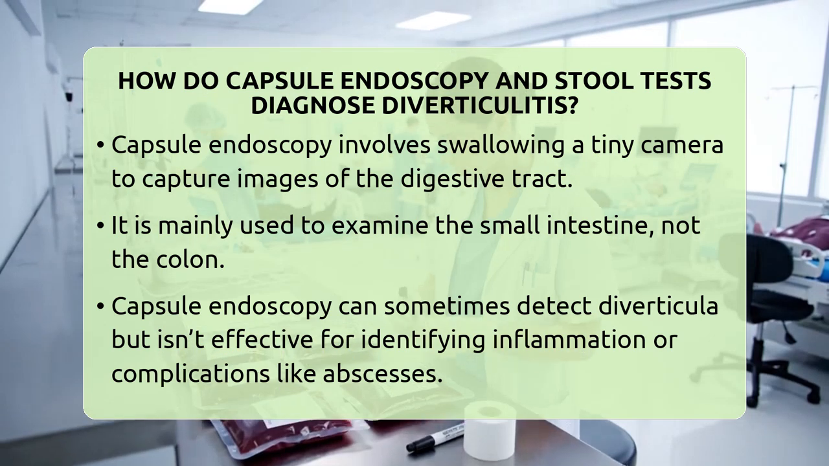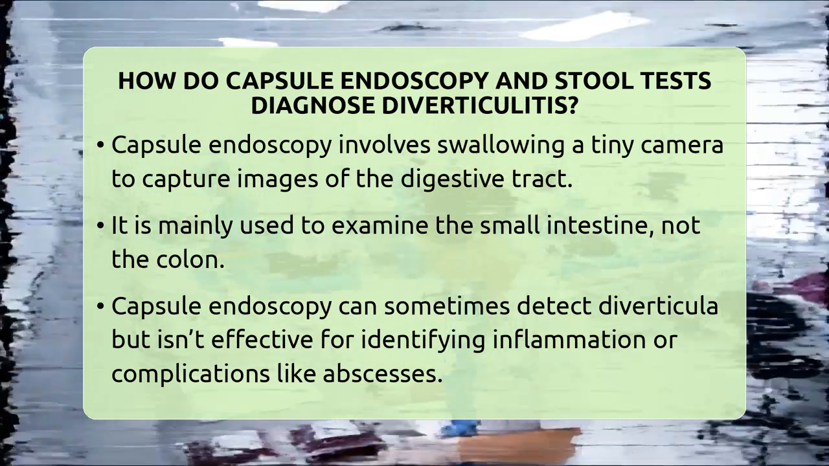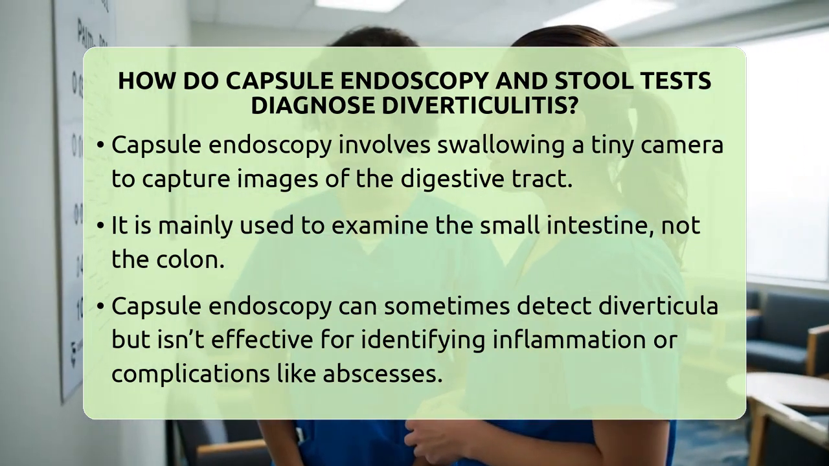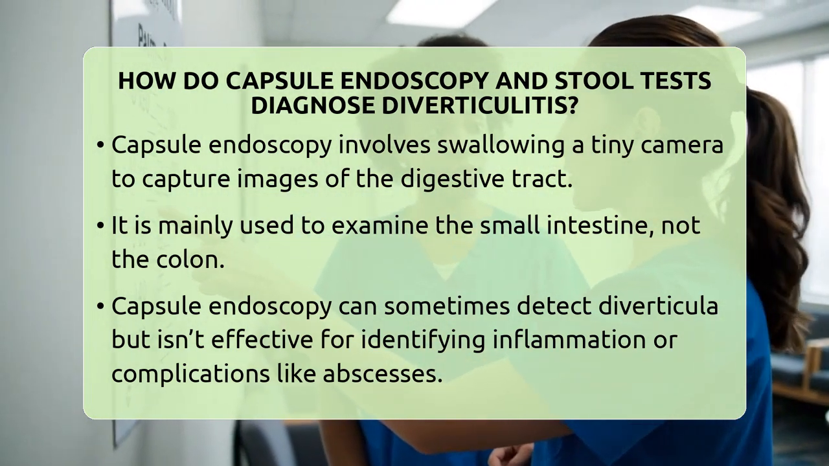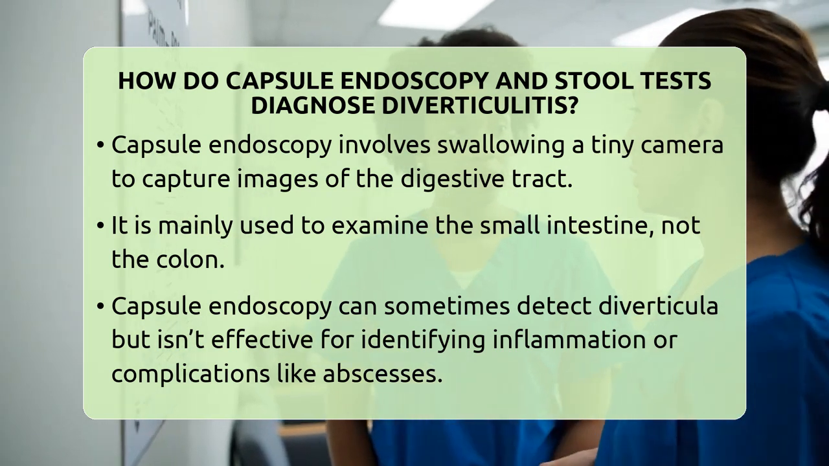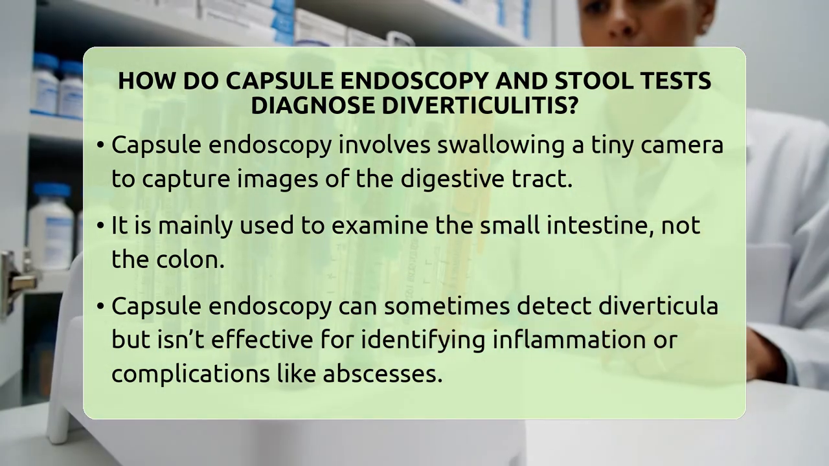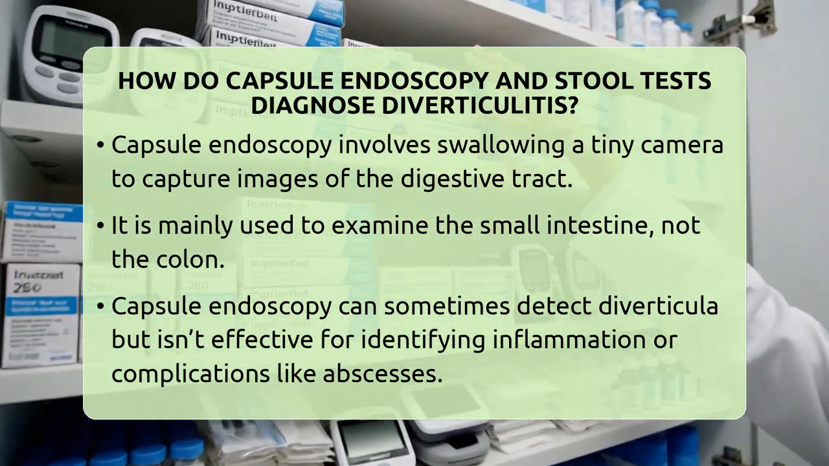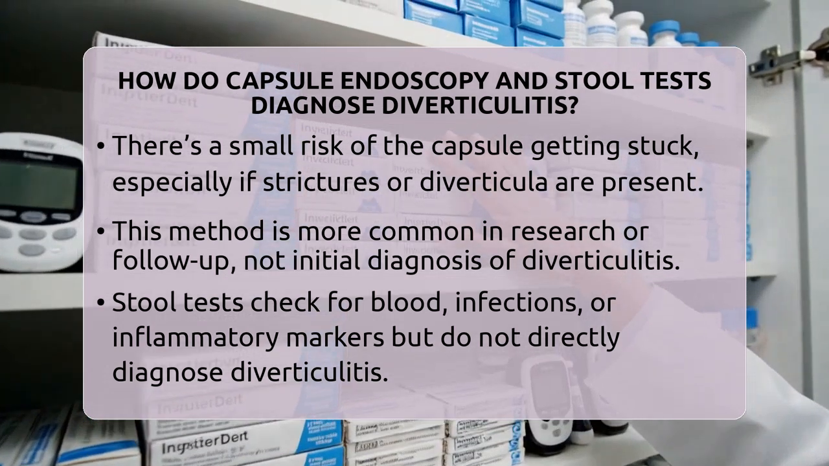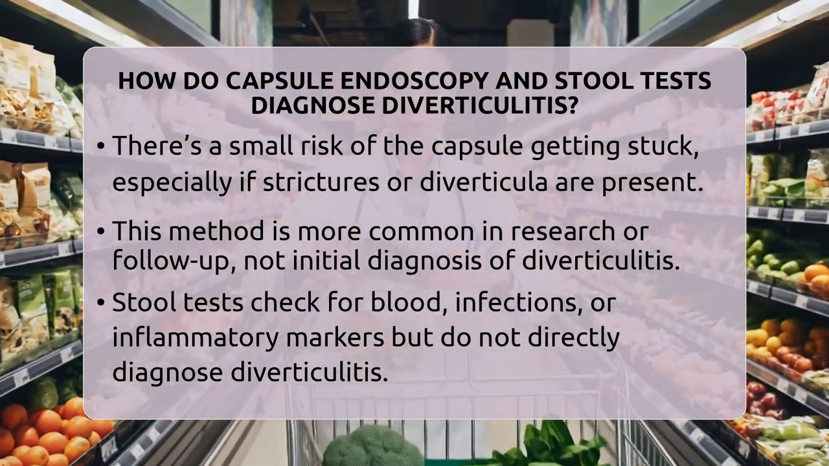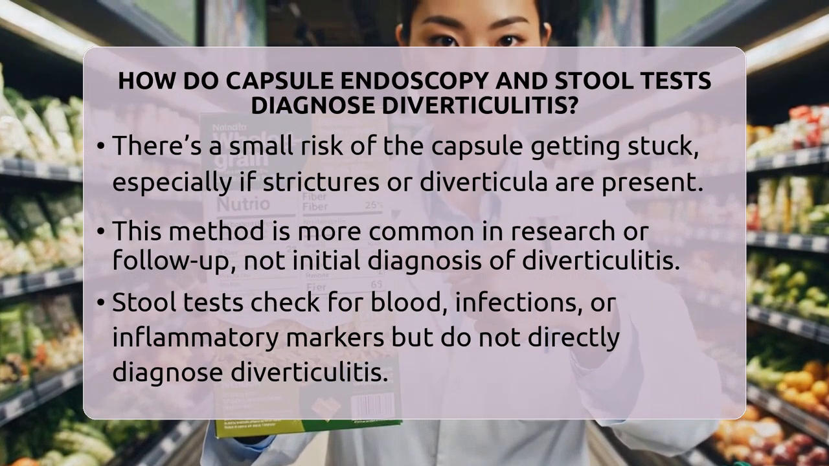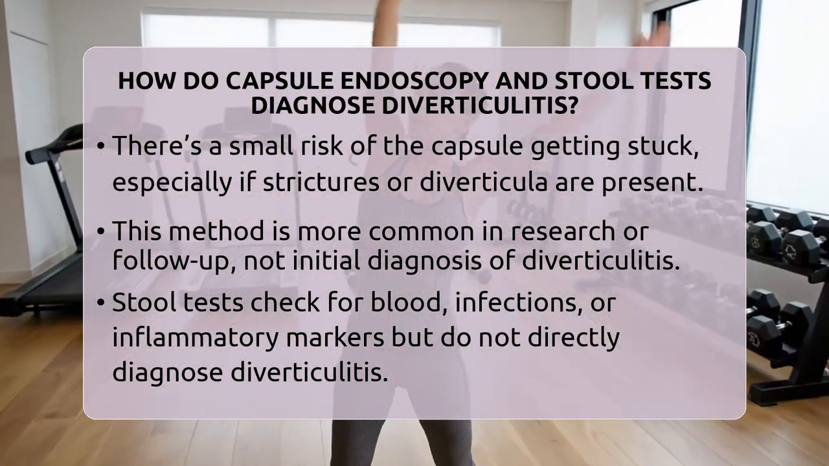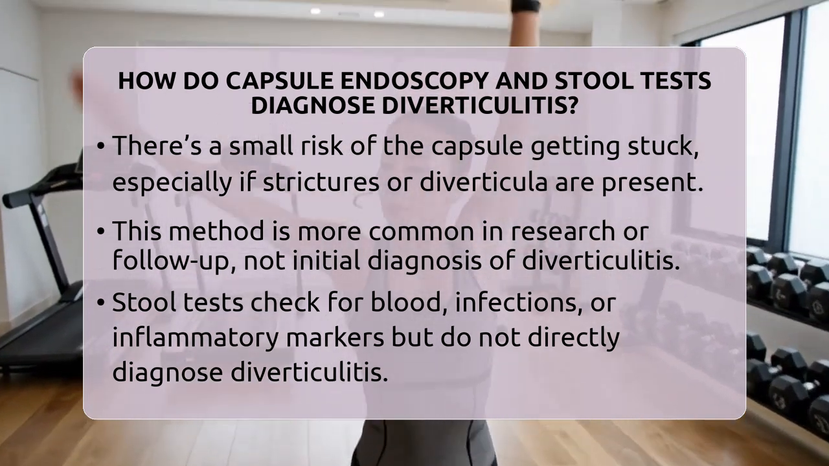Capsule endoscopy involves swallowing a tiny camera in a capsule that travels through your digestive tract, capturing images along the way. It's great for looking at the small intestine, especially for conditions like bleeding or Crohn's disease. However, diverticulitis mainly affects the colon, and capsule endoscopy isn't typically used for that. It can sometimes spot small pouches called diverticula, but it's not designed to detect the inflammation or complications like abscesses or perforations that happen with diverticulitis.